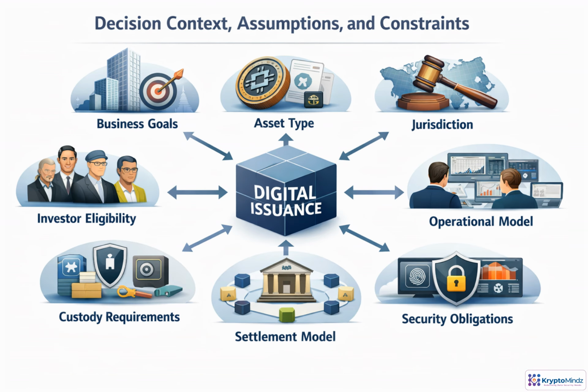Architecture decisions are only as strong as the context behind them. Before selecting platforms, custody patterns, or settlement flows, separate what is known, what is assumed, and what remains unresolved. Business goals, asset type, jurisdiction, investor eligibility, operations, and security obligations all shape the solution space. Good decision records make those forces explicit, then connect each choice to a capability, risk, or compliance need. That prevents hidden assumptions from becoming accidental architecture.